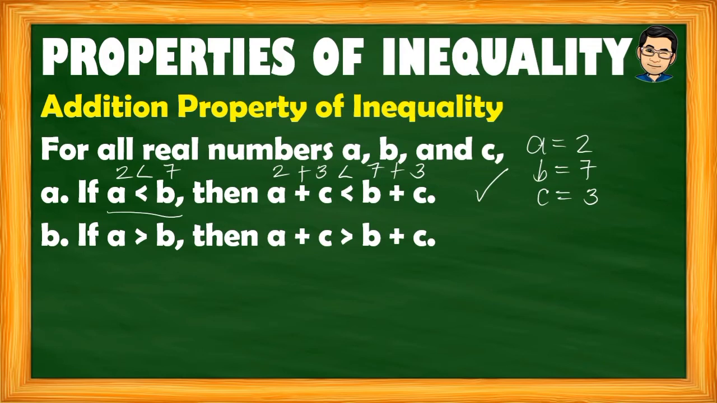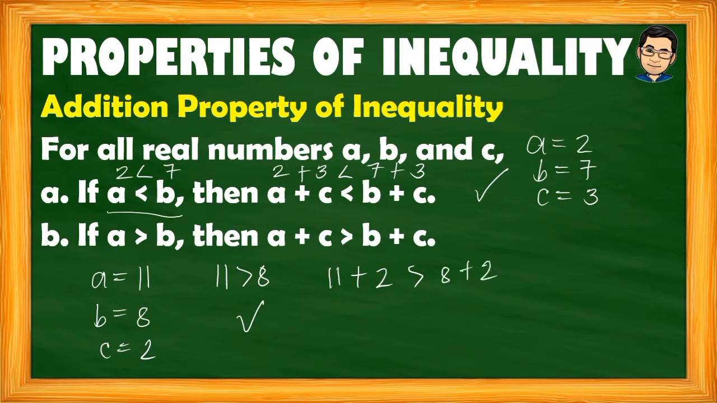Next, if A is greater than B, then A plus C is greater than B plus C. Okay, so let's have another set of values. So A is equal to 11, and then B is equal to 8, and then C is equal to 2. So let's have A is greater than B, so that is 11 is greater than 8, so this is true. Then 11 plus 2 is greater than 8 plus 2. So 11 plus 2 is 13, and then 8 plus 2 is 10. Clearly, 13 is greater than 10. So ibig sabihin, tama din po yan. So that is addition property of inequality.